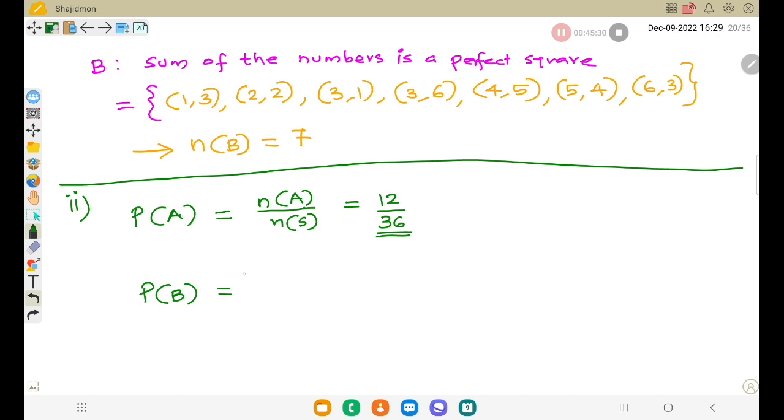Now the probability of B, what is the rule? The number of elements of B divided by the number of elements of S. How many elements are in B? 7, divided by the total number of elements of the sample space, 36. So 7 divided by 36. Hope you understood the first two parts.